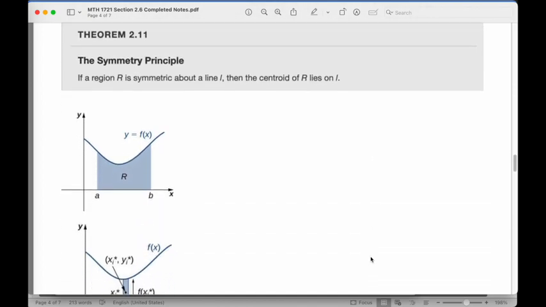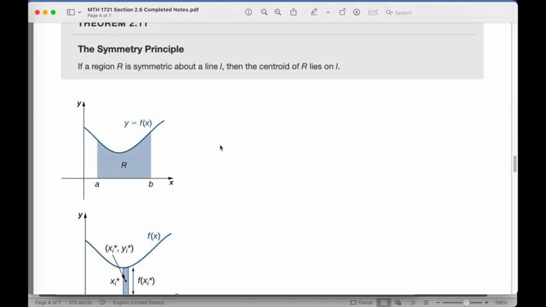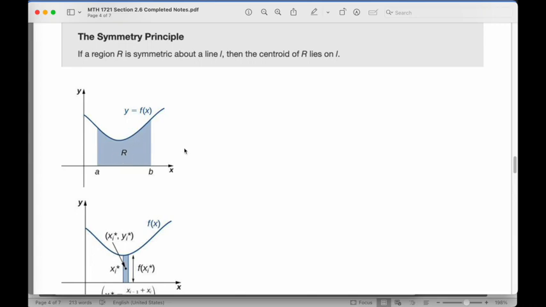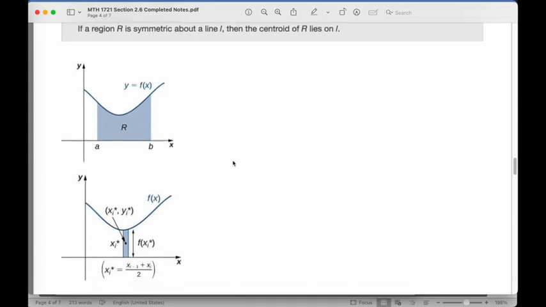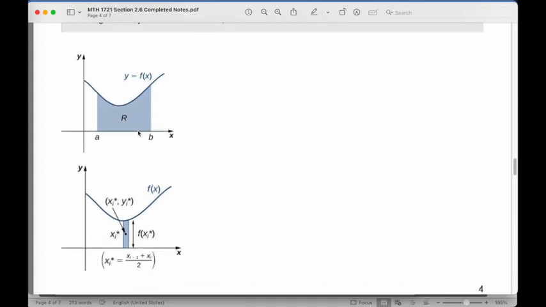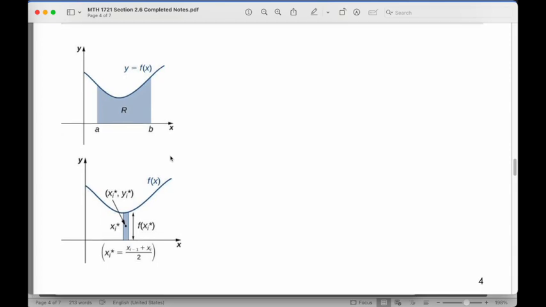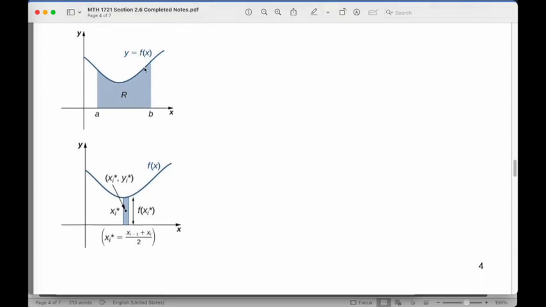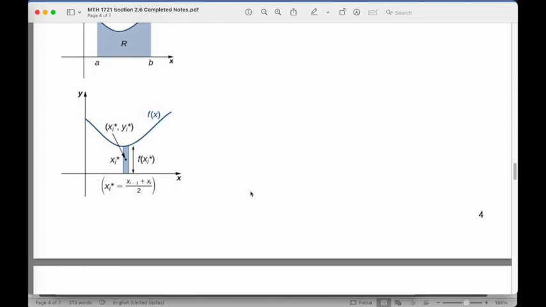So in this next idea, it's called the symmetry principle, and it's pretty self-explanatory. It just says if you have some region, some two-dimensional object in the xy plane, and if you're looking for the centroid, if it's symmetric about some line, so let's say the line is right here, then the centroid should be on that line of symmetry. So that's basically what this theorem is stating.